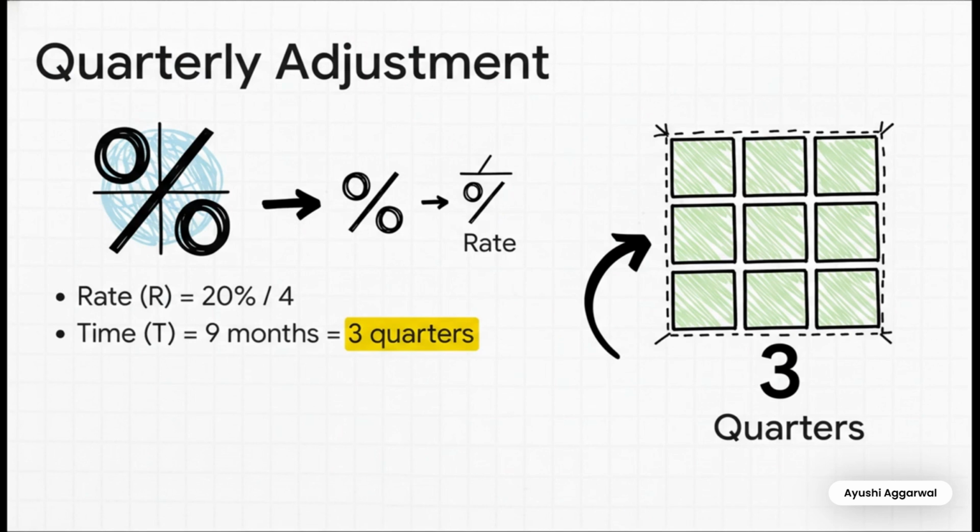Let's apply our master rule. Quarterly means we divide the rate by 4. So 20% per year becomes 5% per quarter. Now for the time. How many quarters are there in 9 months? Well, 3 months make a quarter, so 9 months make 3 quarters. Our new T is 3. Converting months into these time periods is a frequent point of confusion, but now you know the trick. Don't get confused by this.